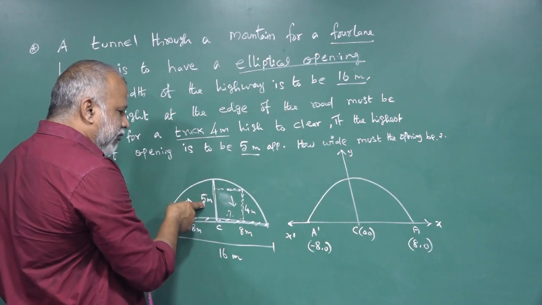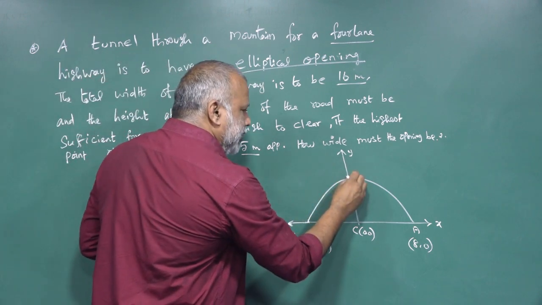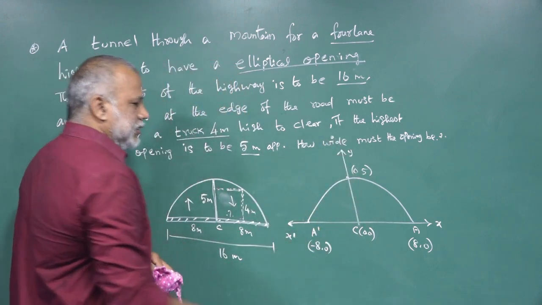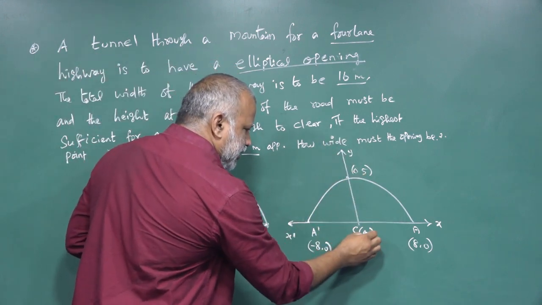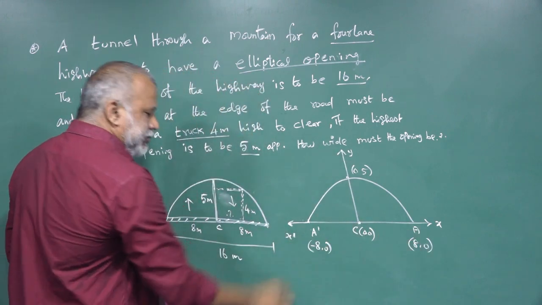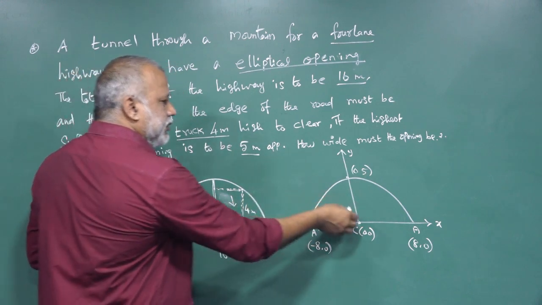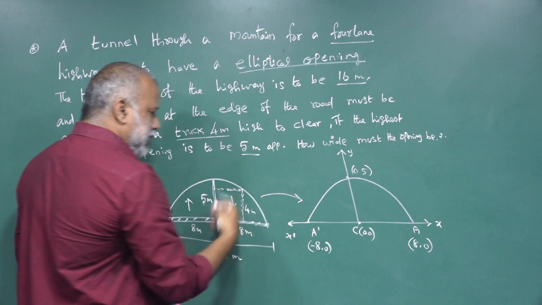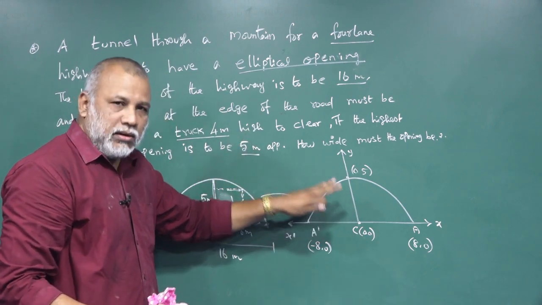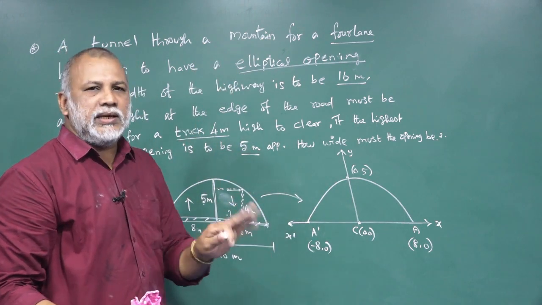See the height is 5 meter. The maximum height of the opening is 5 meter. So this point is considered to be (0, 5) because it lies on the y-axis. So the origin (0, 0) is the center. A must be (8, 0). A dash must be (minus 8, 0). Then the maximum height is 5 meter. So we are converting the points. From this rough diagram, we are converting to a fair diagram. This is the concept we have to take from your question. After that, we are going to apply the basic knowledge.